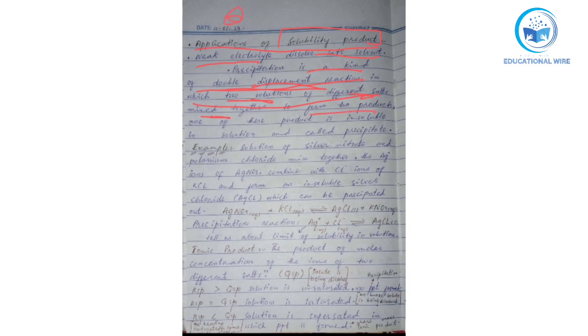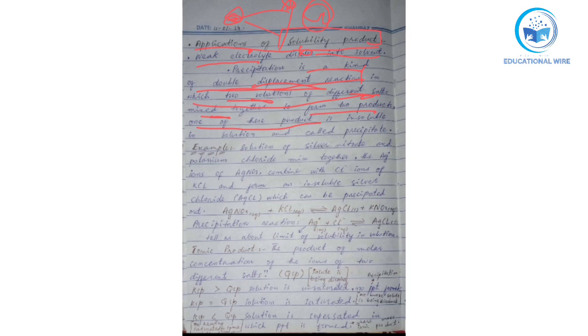When the two solutions mix with each other, we have two products. One of these products is insoluble and the other remains in solution. The insoluble one is called the precipitate. Insoluble means not soluble in water or aqueous solution.